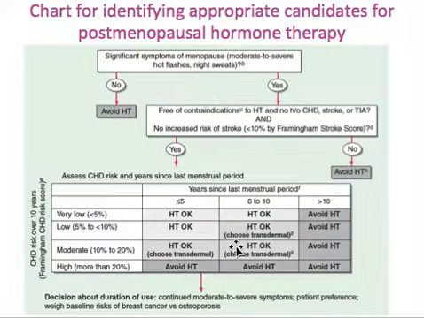So how to weigh things? If the patient has significant symptoms of menopause, then you can consider hormone replacement therapy. But if no symptoms, then don't replace. If you have symptoms, then you have to know if the patient has no contraindications. If there are no contraindications, then you can assess cardiovascular risk. If very low cardiovascular risk, then you can do hormone replacement therapy in order to alleviate symptoms of menopause or decrease the risk of osteoporosis. But if you have a high cardiovascular risk, then you avoid hormone replacement therapy.